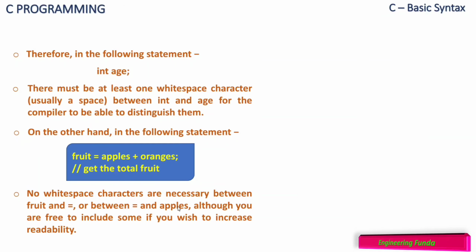Similarly, between equal to and apples, this space is not required, although you are free to include some if you wish to increase the readability. So these spaces are just added to increase the readability. You can have more than one white space, that will not make any difference. So white spaces are required especially in int and age, whereas if you have signs like equal to, plus, minus, multiplication and so on, white spaces do not make any difference.